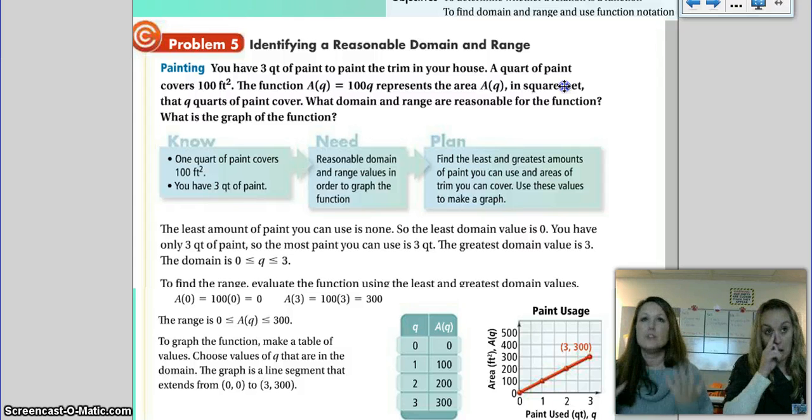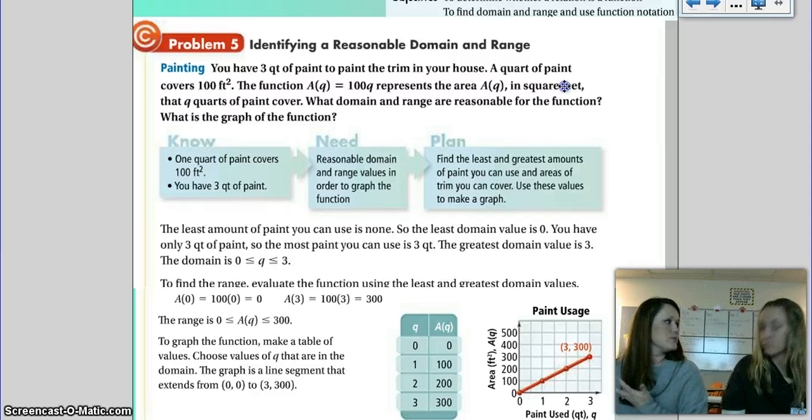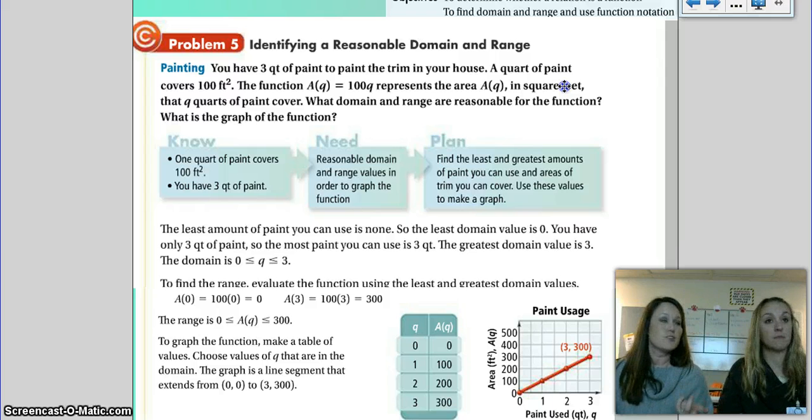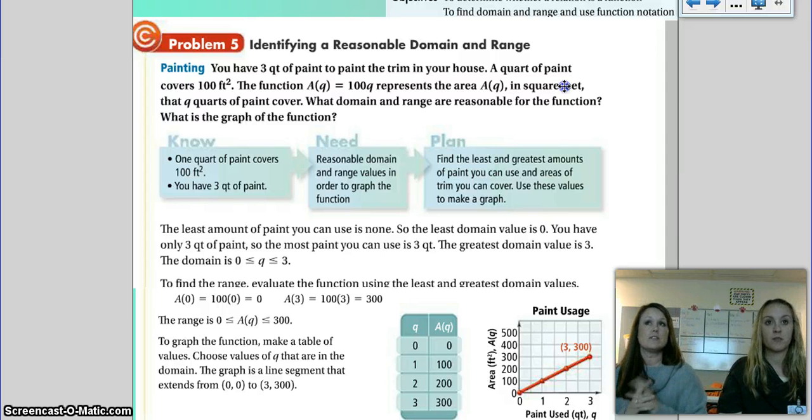Again, your input is what they tell you. Your output is what they tell you. It's just applying it, in this situation, using paint. So you have 3 quarts of paint to paint the trim of your house. A quart covers 1,000 square feet. The function A of Q, so area in quarts probably, is 100 Q. It represents the area and the quarts of paint to cover. What domain and range are reasonable for the function? What is the graph of the function?